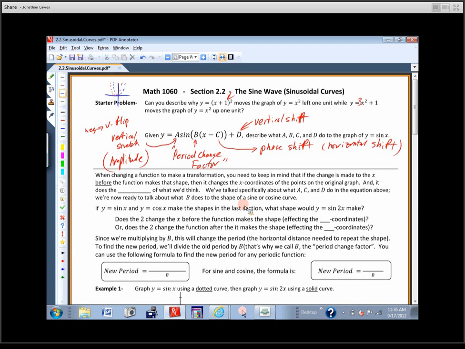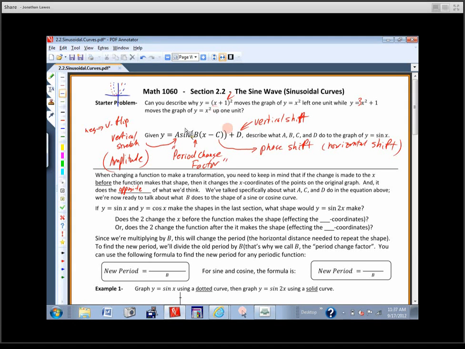It says when we're changing a function to make a transformation, like the stuff that you're familiar with up here on a parabola, if a change is made to x before the function makes the shape, then it changes the x coordinates of the points on the original graph. So that's why this takes that same shape and moves it to the left. It changes the x coordinate, okay? And it does the opposite of what you would think that it does. So up here, if you just said, hey, what do you think adding 1 does to the x? You would think it just adds 1. You'd think it moves it to the right, but it doesn't. It moves it to the left, okay?